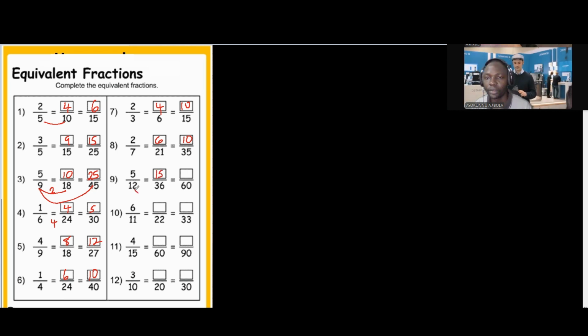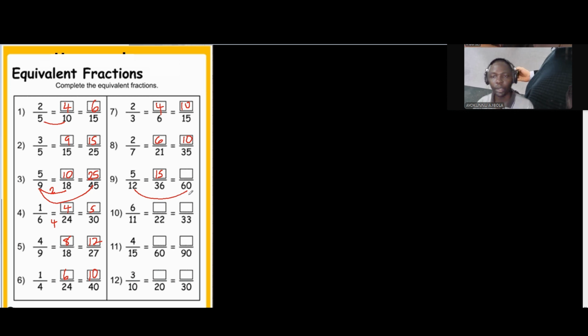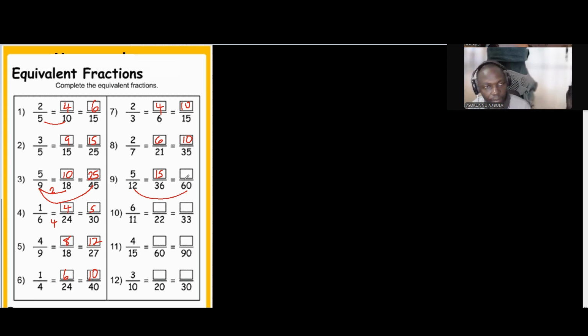Then 12 times what will give me 60? 12 times 5. So 5 times the 5 above it, that's 25. And 11 times 2, and that means 2 times 6 is 12. So 11 times 3 gives 33. That means 3 times 6 is 18. So 15 times what will give you 60?